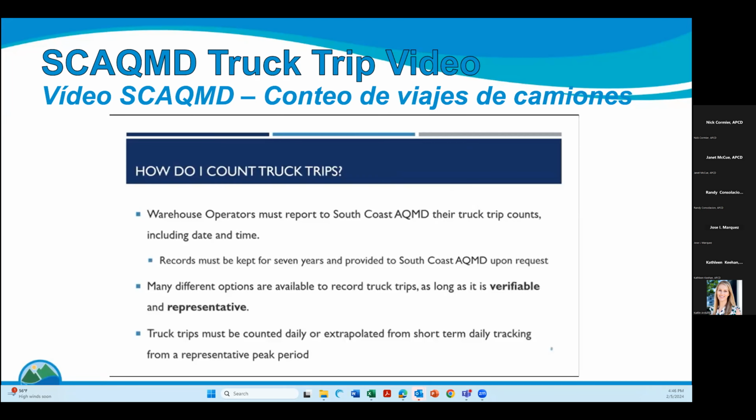Now I will discuss examples of how to count truck trips. Warehouse operators must keep records of truck trips that include the date and time of the truck trips, must be verifiable and representative, and must differentiate between Class 2B through 7 and Class 8 trucks. Truck trips must be counted daily, or may be extrapolated from a representative peak period. South Coast AQMD does not prefer or endorse any method in particular. I will present here some examples of methods warehouse operators could potentially use.